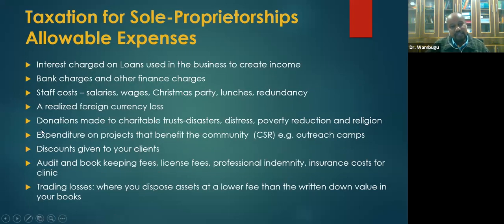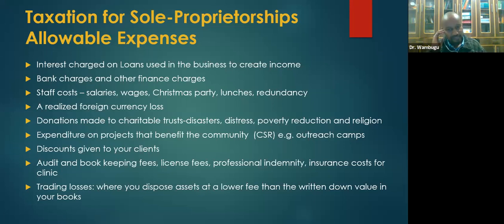Now, the interest charged on loans. If you're starting your business and you have a loan, the interest that you pay, not the principal, but the interest, is allowable, provided the loan is actually used in your business, not outside of your business. Bank charges and finance charges are allowable. Staff costs, we said salaries, wages. If you do a Christmas party, lunches, redundancy costs, those are allowable. If you put your money in a foreign currency account and then there's a devaluation of the shilling and you lose money, that exchange loss you suffer is also an allowable expense.